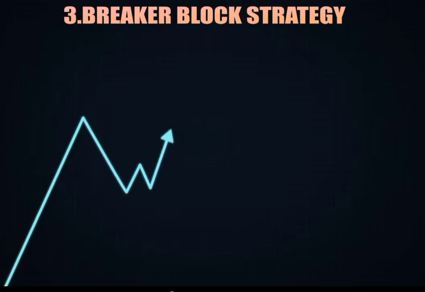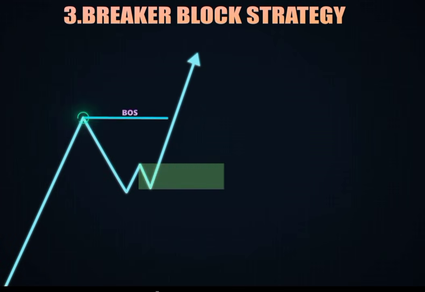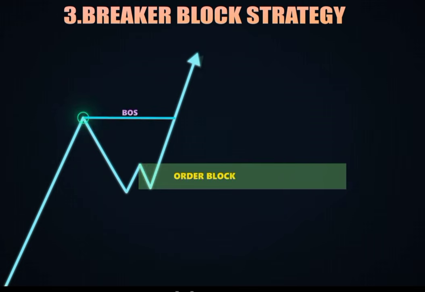Let's move on to our third strategy. Here's the idea. When the price makes a big move up, it often leaves behind an important area, the last strong green candle before the breakout. We call this area an order block. Usually when the price comes back to this level, it acts as support. But sometimes, the price ignores this area and falls below it, breaking previous lows. This change signals something important, a change of character. It tells us that the momentum might be shifting from a rise to a drop.